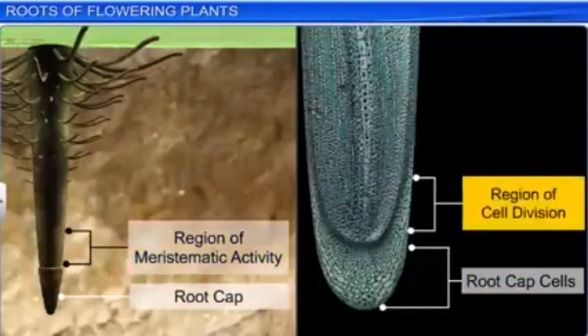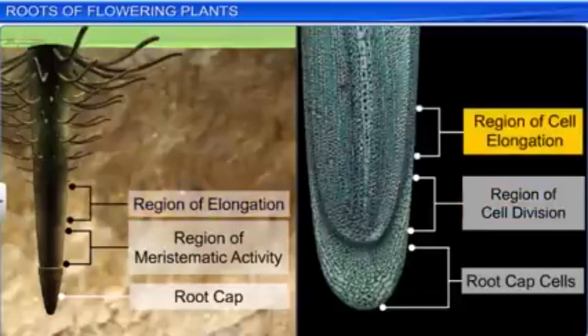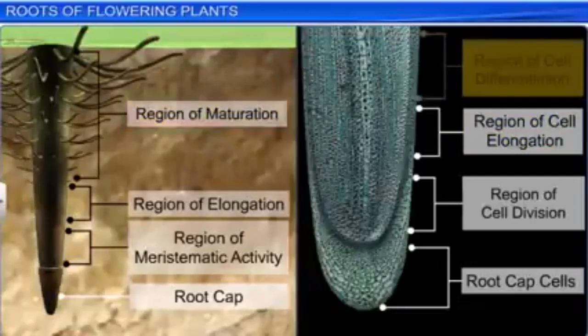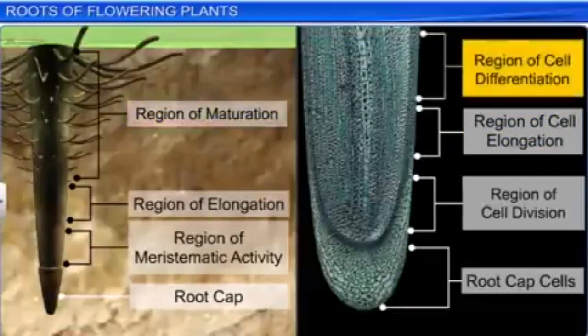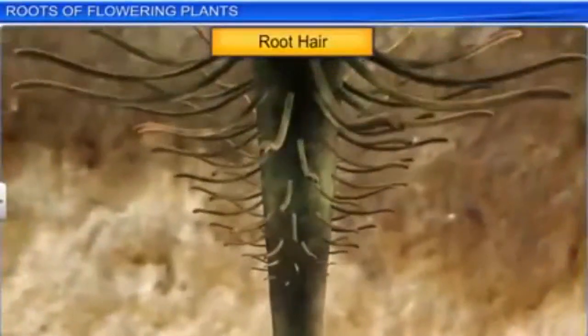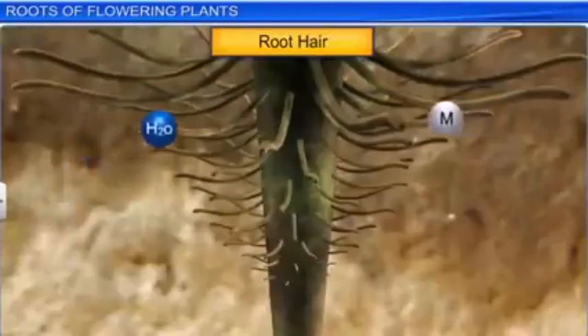where the cells are very tiny and rapidly divide to produce new cells for growth. The region of elongation has cells that undergo rapid enlargement and elongation that causes the root to grow in length. The region of maturation has elongated cells that differentiate and mature. The primary tissues and root hairs develop here. The root hairs are fine, delicate structures that emerge from the region of maturation and assist in the absorption of water and minerals for the plant from the soil.